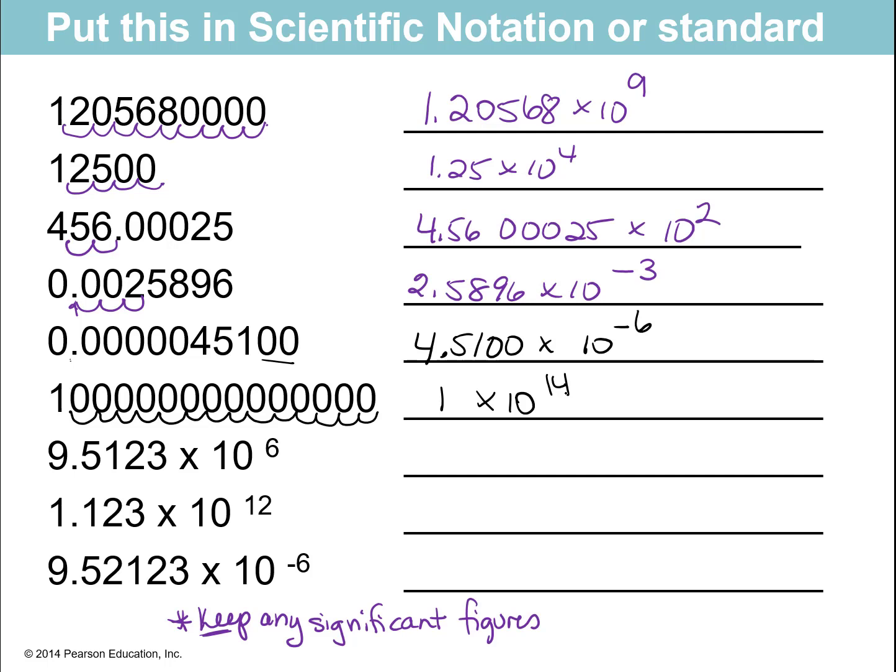Now if I'm going the other direction, if it's 10 to the 6th, which way is my decimal place going to go? To the right. So this is going to be 95123. It'll go 1, 2, 3, 4, 5, 6.